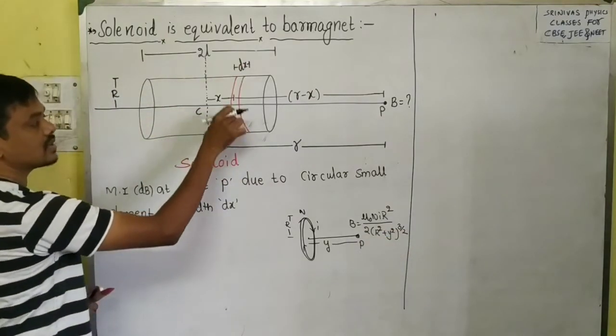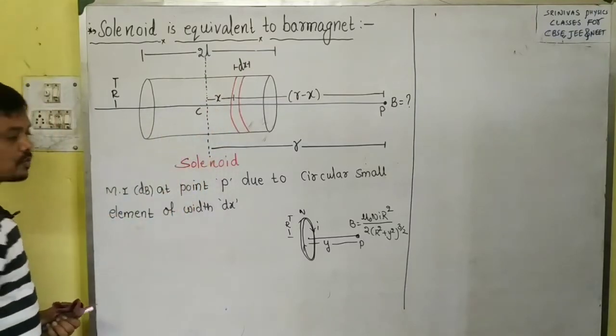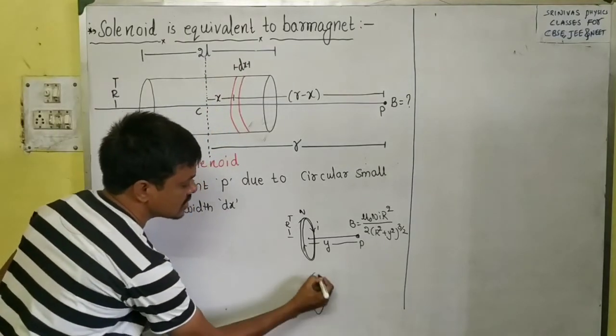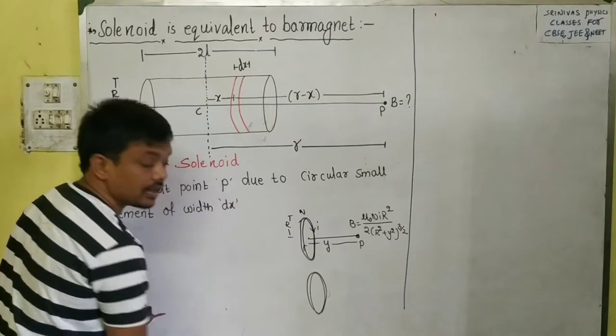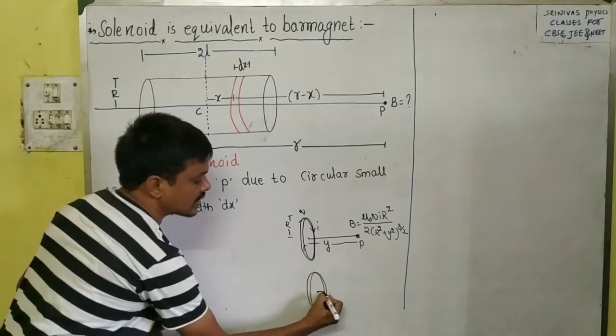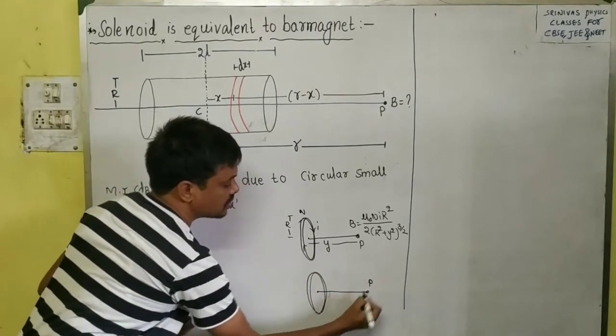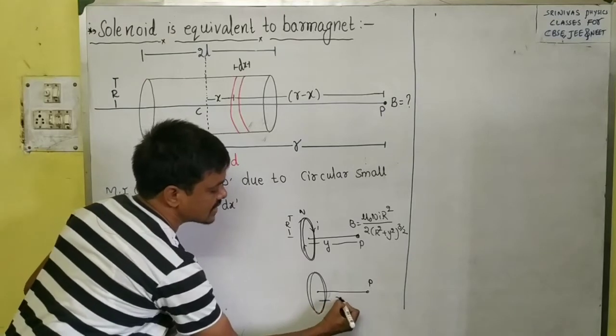This is the small element. From here, at a distance to point P where I want to find out, the y is r minus x.